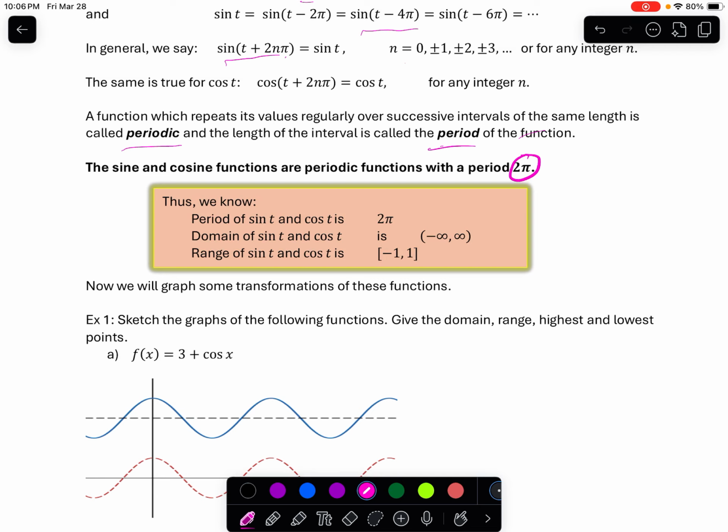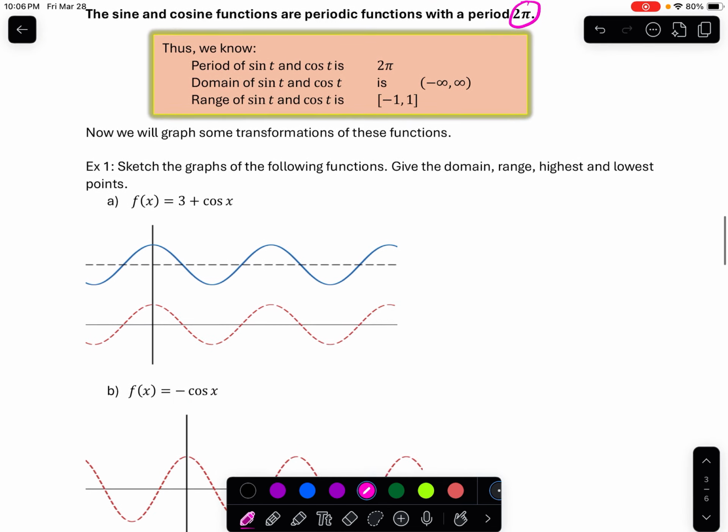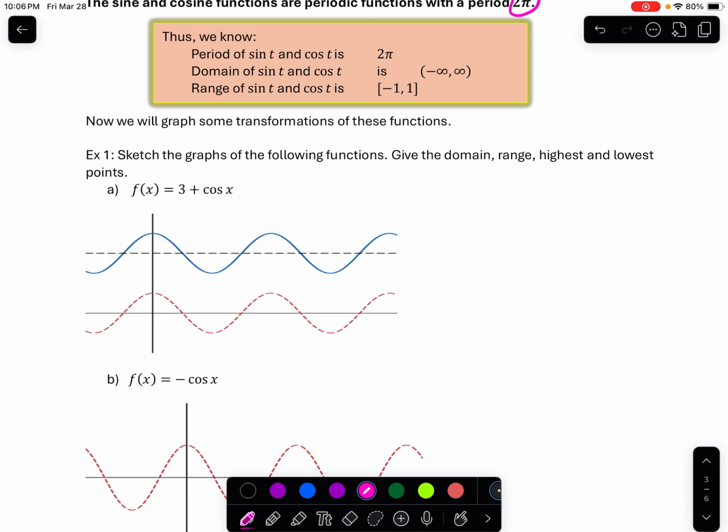We know that the domain of sine and cosine is negative infinity to infinity, and the range of these functions is negative 1 to 1, including the endpoints. So now we will look at some transformations of these two functions. First a simpler transformation, and then a more complicated one.